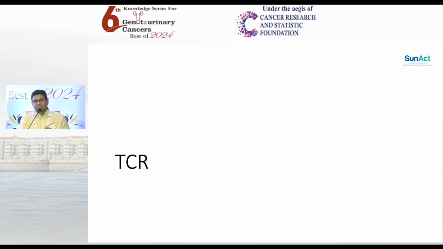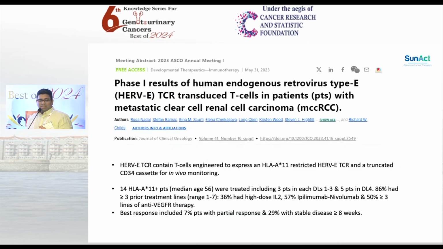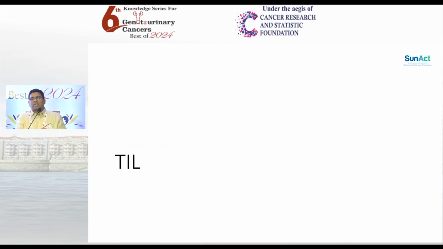Let's look at whether there is a role for TCR in RCC. And this is one of the data for TCR which has come in RCC, where you are looking at human endogenous retrovirus type E, which has been targeted by TCR in RCC. And here, again, whenever you talk about TCR, you need to look at the HLA domains. And what you could see is that there was some response, which was 7% partial response, 29% stable disease. So not as interesting as what you see with the CD70 CAR Ts.